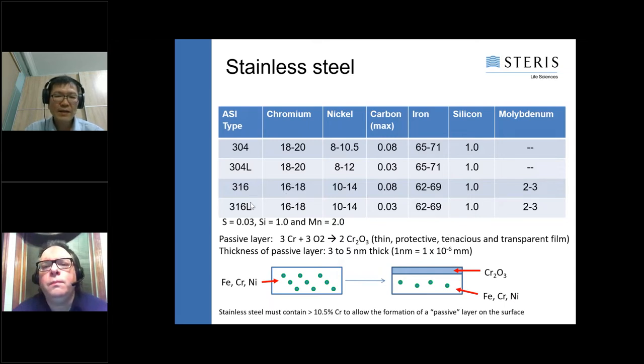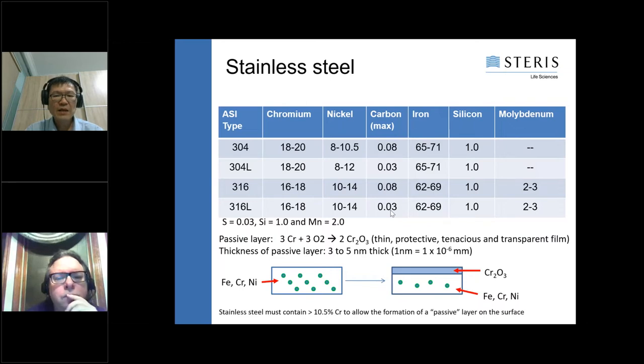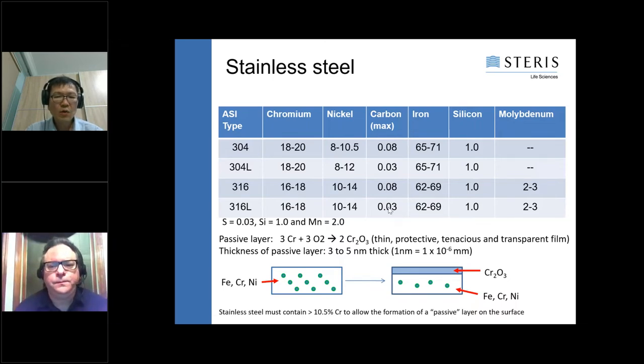If you look at 316 and 316L, the difference between them is the lower carbon content in the 316L. The lower carbon content gives better corrosion resistance, because during welding, if the carbon content is higher, you will tend to have chromium carbide formation, which can cause corrosion, compared to the lower carbon content in the 316L. So typically for product contact surfaces, 316L grade stainless steel is used. 304 is typically used for non-product contact surfaces, such as cleanroom furniture, shelves, chairs, and things like that.